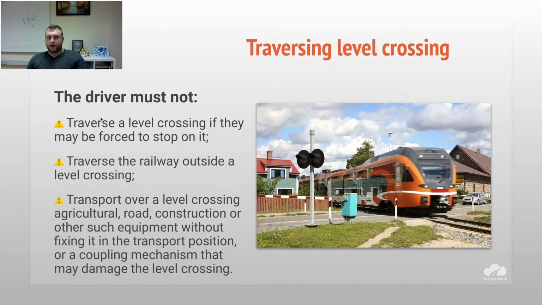The driver must not traverse a level crossing if they may be forced to stop on it. It means, imagine you get stuck in a traffic jam, and this traffic jam is laying on the railway crossing. So you have to count it, like if you see that if you continue moving and the traffic jam will stop, and you will stop on the railway crossing, it will be a problem. So you have to avoid these kinds of situations.